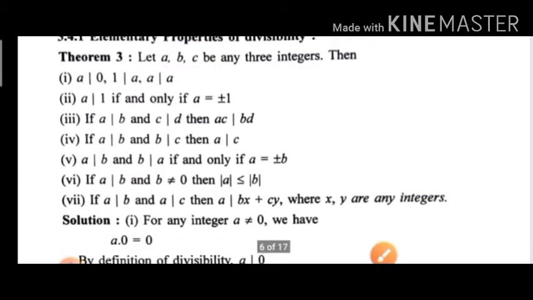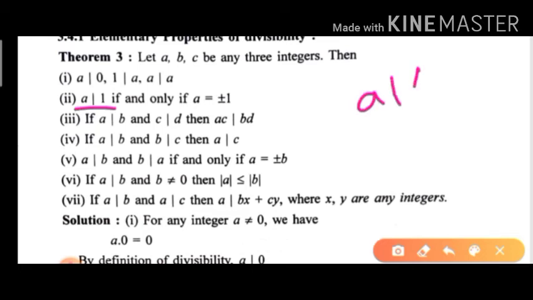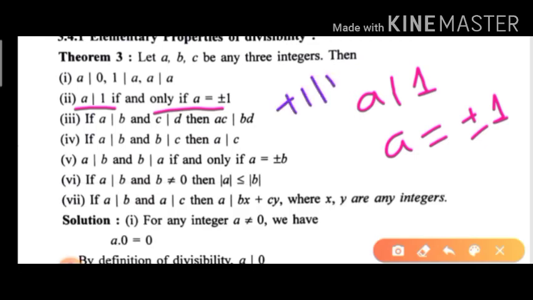A divides 1 if and only if A is equal to plus minus 1, because plus 1 also divides 1 and minus 1 also divides 1, that is why the value of A is plus minus 1.